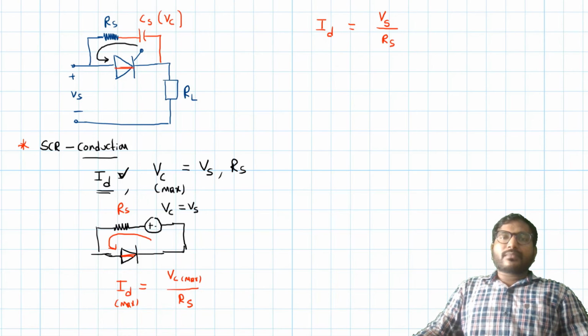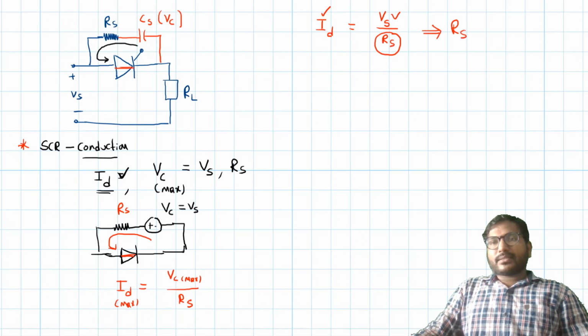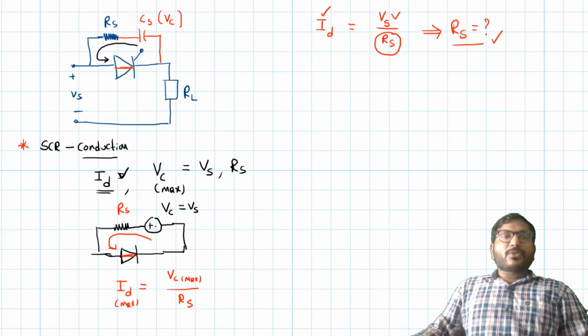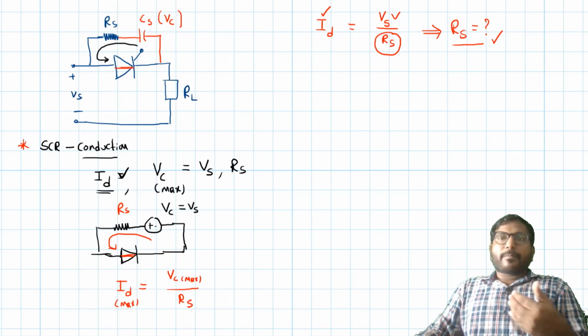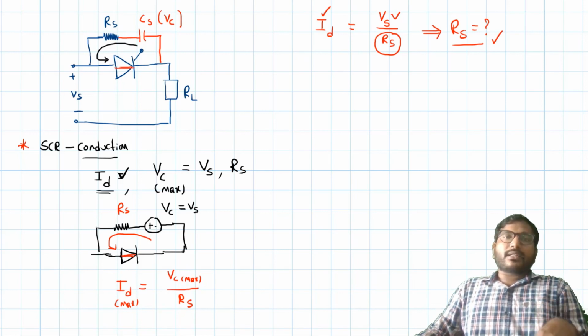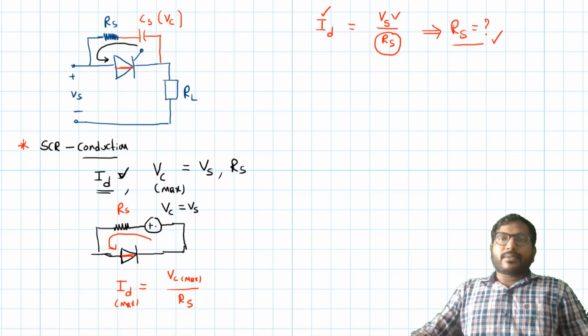In the sum, ID and Vs will be given. We can calculate Rs simply from this relation. So this is the design of the snubber circuit. Refer to the Bimbhra textbook. There are nice models given, exercise models given. Once you solve those sums, you can understand much more clearly about the snubber circuit and its protection. Okay, and thank you so much.